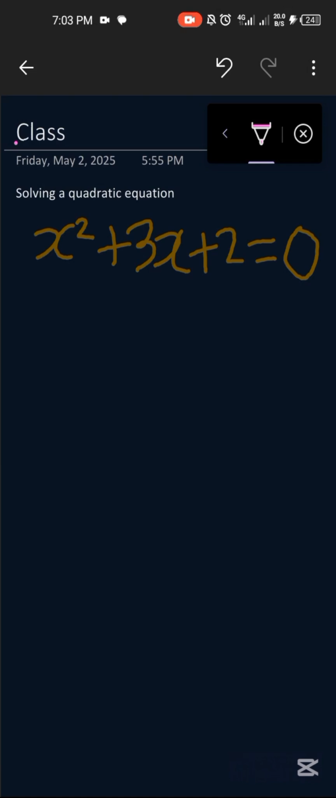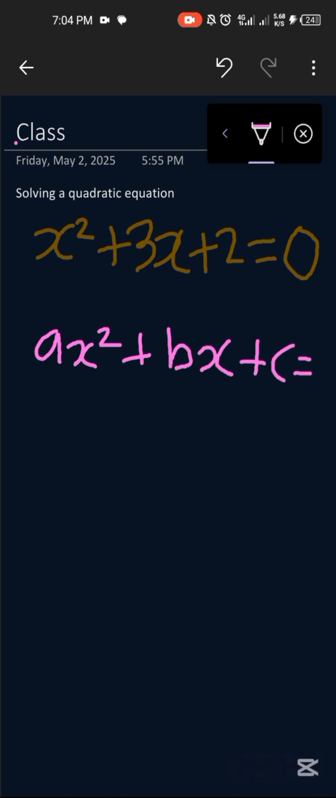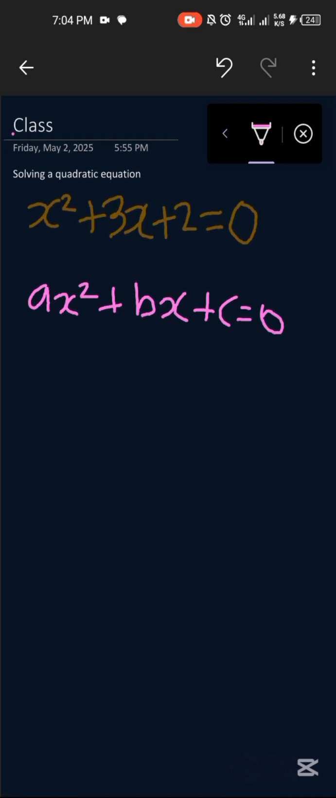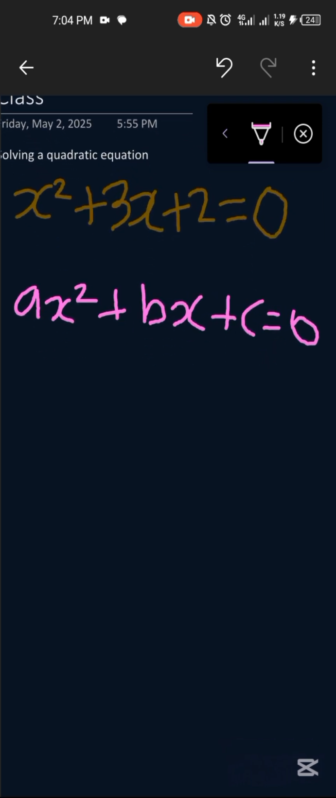First of all, the general formula for a quadratic equation is ax² + bx + c = 0. This is what is represented by this formula, whereby x is our variable and a, b and c are the constants. So we always know that we have to find a, b and c.